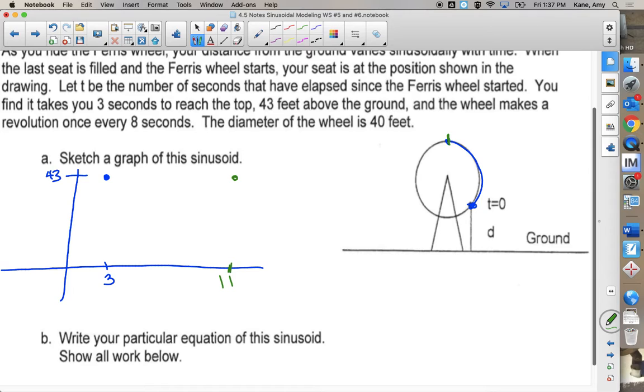So now I have a distance from one max to the next max. That's going to be our period. So the distance from peak to peak.